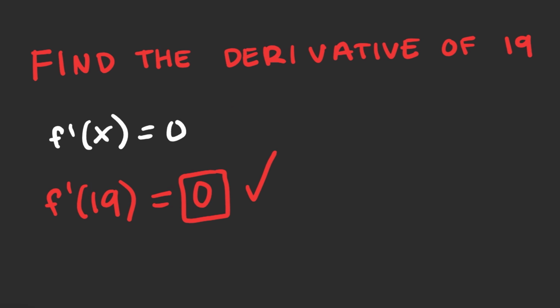Okay, here we have an example. Find the derivative of 19. There is no variable x attached.